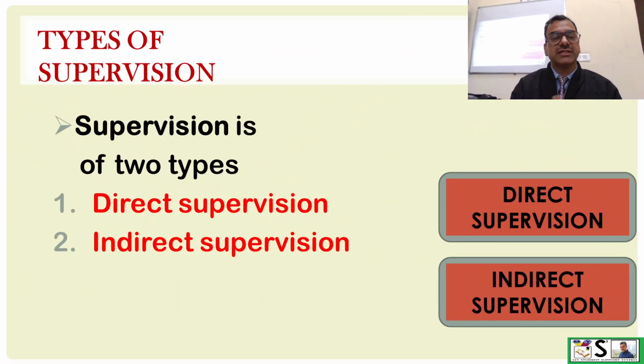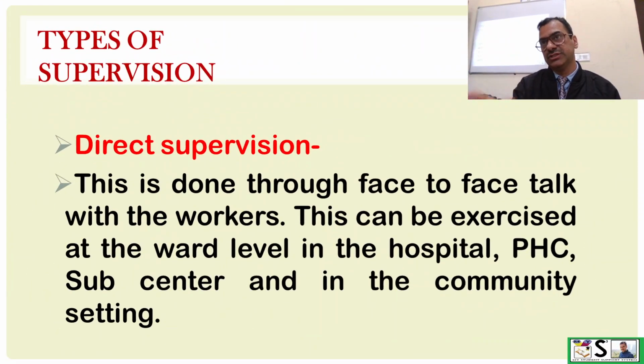So when we discuss types of supervision, basically we have only two types of supervision. What are those? Direct supervision and indirect supervision. Simple. Okay. As the name suggests, direct means we are directly observing the client.